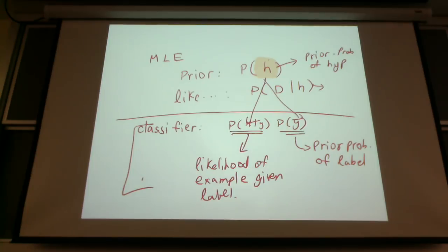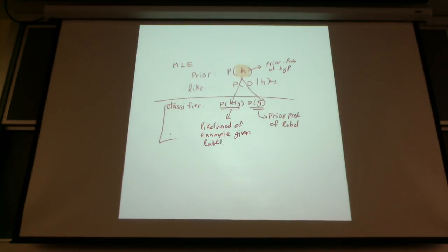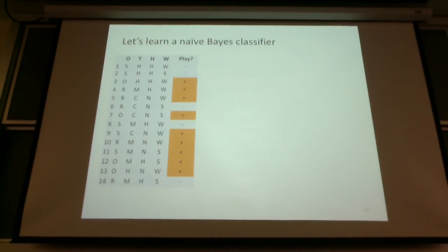There's only a minute left, and I'm going to set it up without answering the question. I'm going to just give you something to do. I want to work out how to learn a naive Bayes classifier using this tennis data that we saw. And the prior is rather simple. The prior probability of the label is count how many times the label is positive, divide by the total number of examples. So the prior probability is 9/14 for the plus class and 5/14 for the other class.